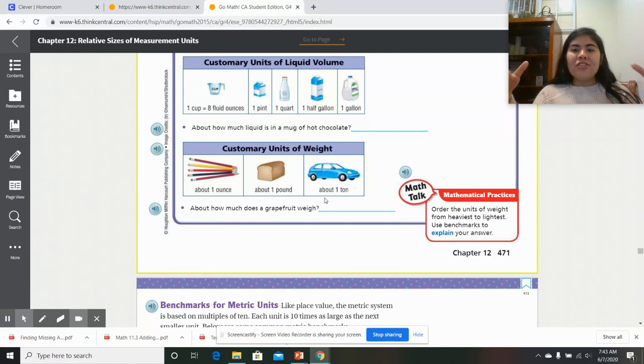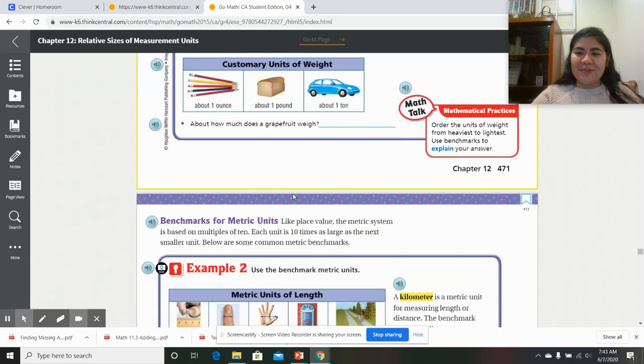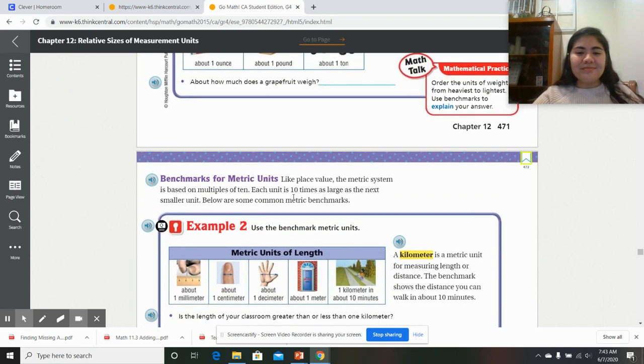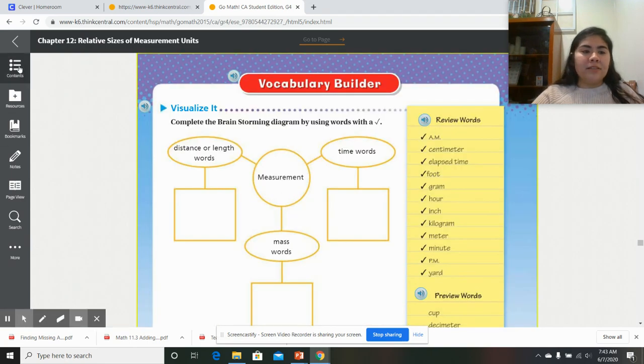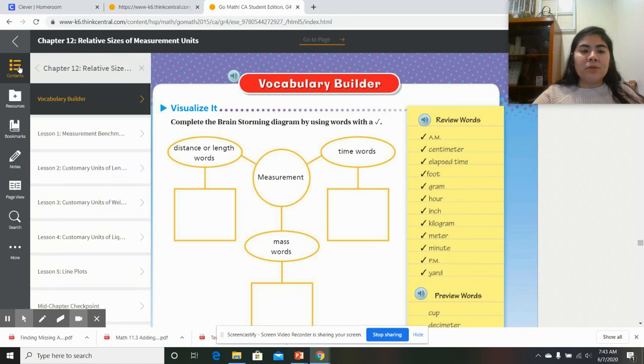But think about 2,000 pounds. Like, other than a car, is there anything around you that weighs that much? I can't think of anything that's close by that weighs that much. So cars are pretty much the closest benchmark we have for that right now. So that's benchmarks in customary units of length.